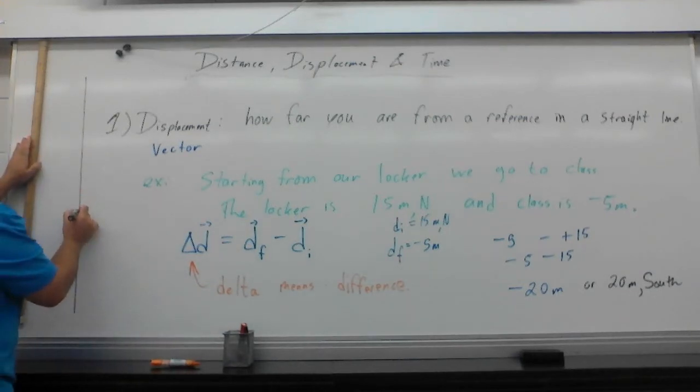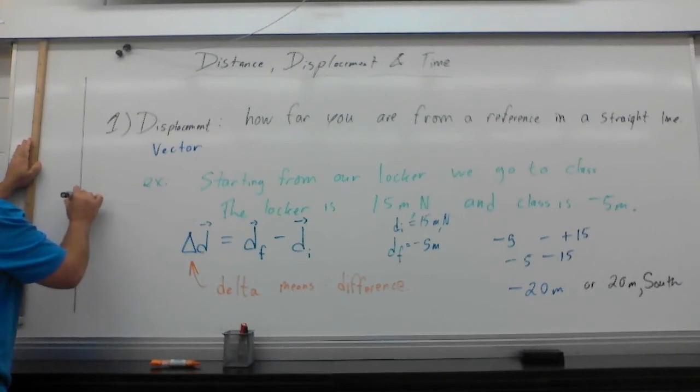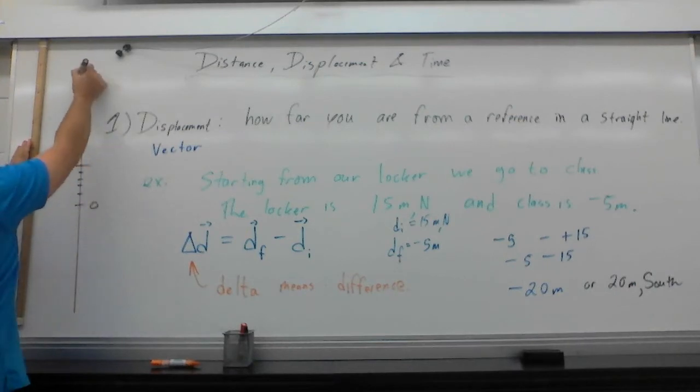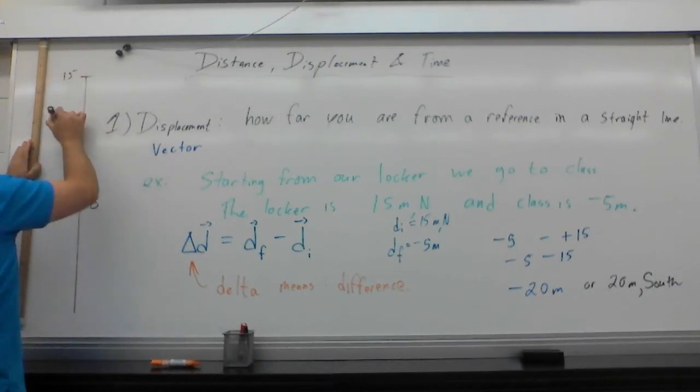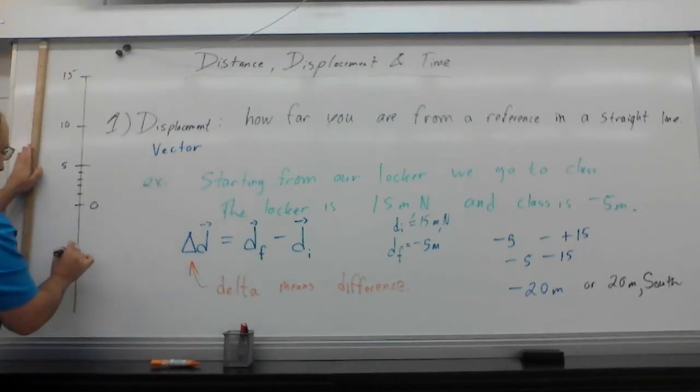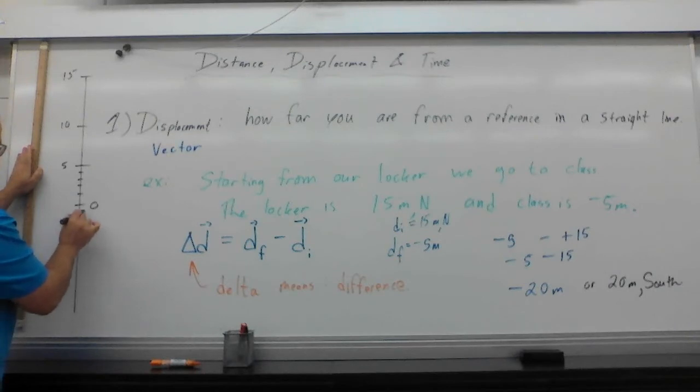Okay, so if I put, let's say, 0 here, and I'm 15. 1, 2, 3, 4, 5. That's about 5, so that'd be about 10. That'd be about 15, give or take. And it says here that class is at -5, so that would have been down about 5. So 1, 2, 3, 4, 5, about there.